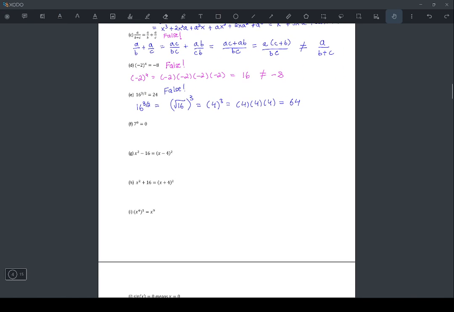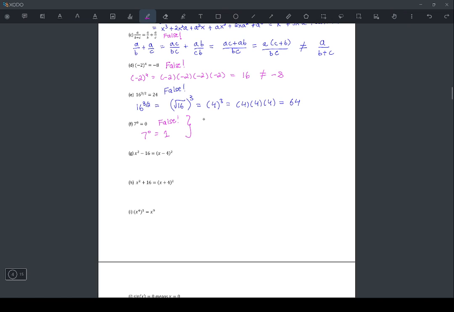Okay, next problem. True or false? 7 to the 0 is equal to 0. This is false, because 7 to the 0 is equal to 1. Anything to the 0 except 0. So any non-zero number to the power of 0 is equal to 1.